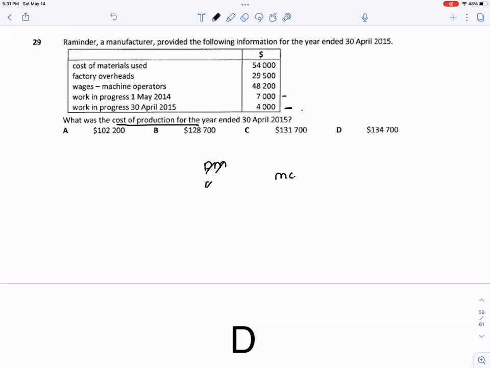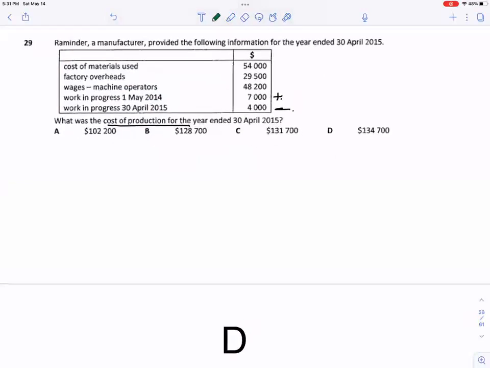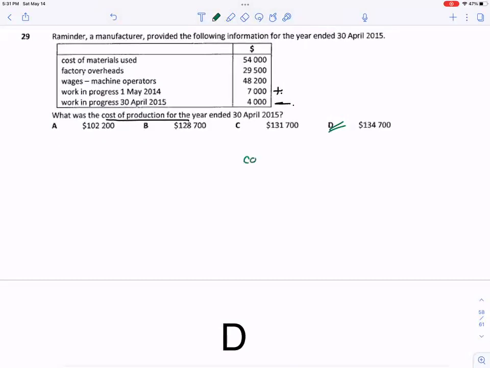So the answer will be 54,000 plus 29,500 plus 48,200 plus 7,000 minus 4,000, which is 134,700. Option D. Okay, just be mindful of cost of production. Cost of production means every factory expense minus closing work in progress.